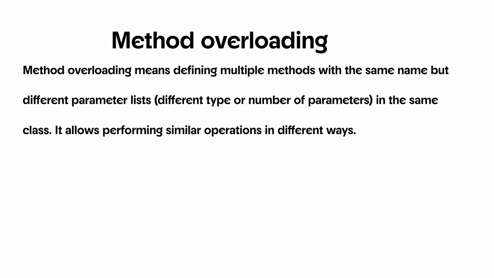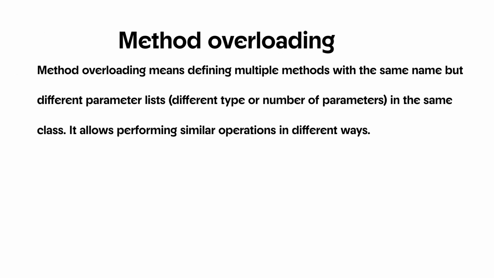Method overloading in Java means having multiple methods in the same class that share the same name but have different parameter lists, different number or type of arguments. It's a way to let a method perform similar tasks in different ways. For example, you might have a print method that prints an integer and another print method that prints a string, both named print but with different parameters. When you call the method, Java figures out which version to run based on the arguments you provide. Method overloading makes your code more readable and flexible because you don't need to use different method names for similar actions.